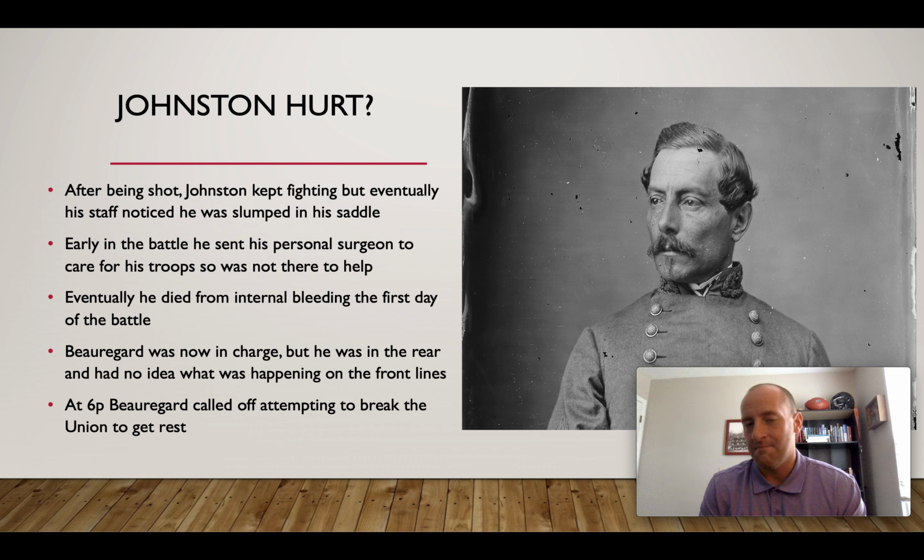So the Confederates are all a mess. They don't have a plan, they were ununified, they were not quiet, and now their leader is dead. So Beauregard is now in charge, and he's in the rear. He has no idea what's happening on the front lines, and he has no idea that they are close to pushing through this nest. But at 6 p.m., he calls off the attacks, and he allows the Union and Confederate Army to rest at 6 p.m.